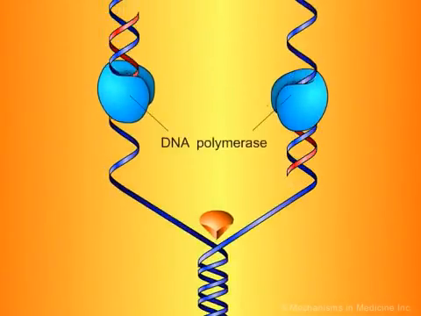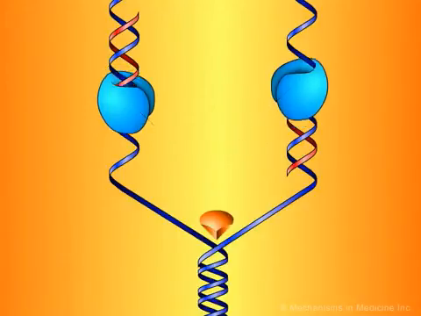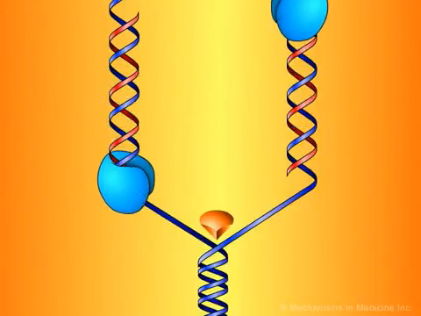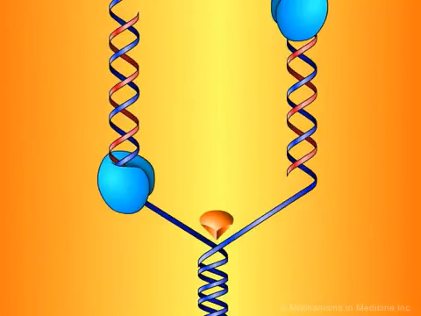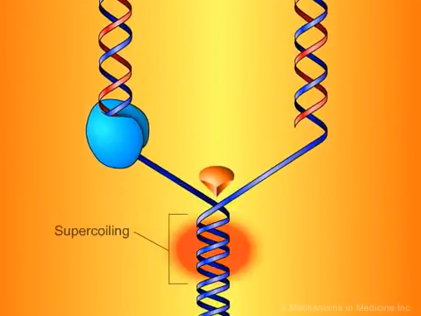The enzymes DNA polymerase then move along each strand of DNA behind each replication fork, synthesizing new DNA strands, in red, complementary to the original ones. As the replication forks move forward, positive superhelical twists in the DNA begin to accumulate ahead of them. In order for DNA replication to continue, these superhelical twists must be removed.